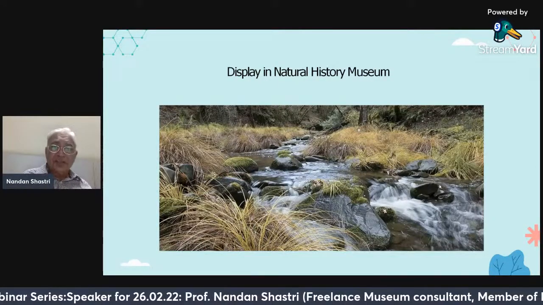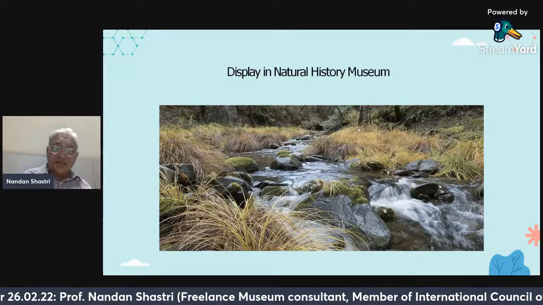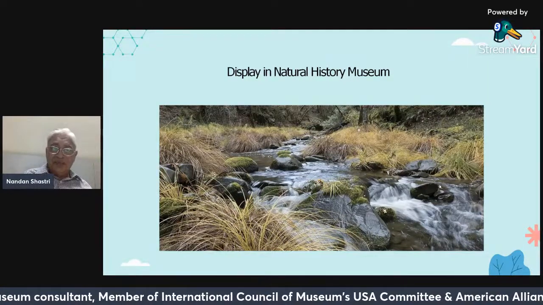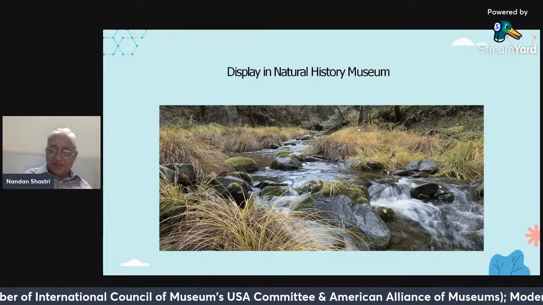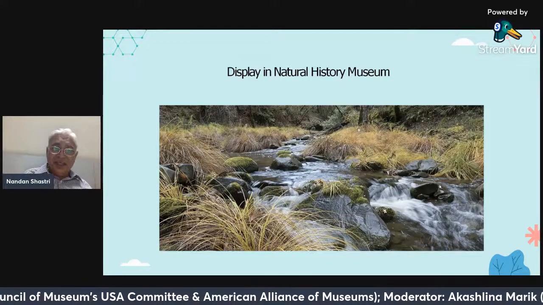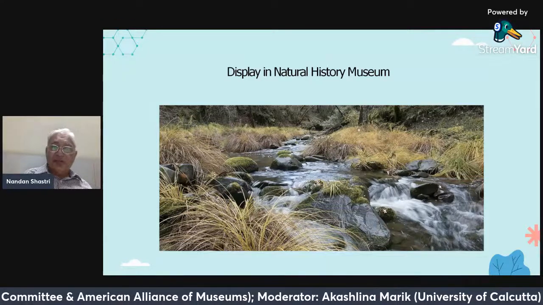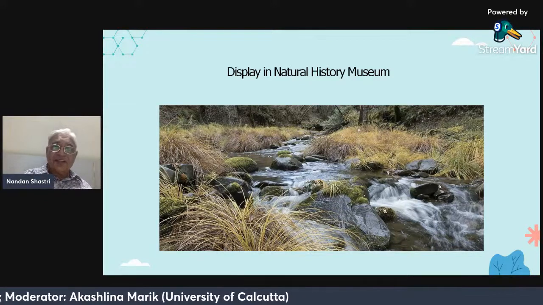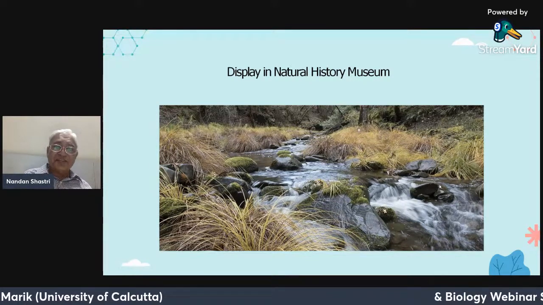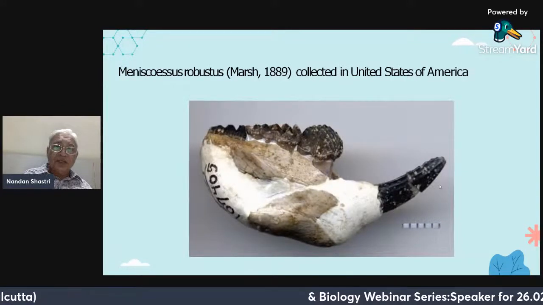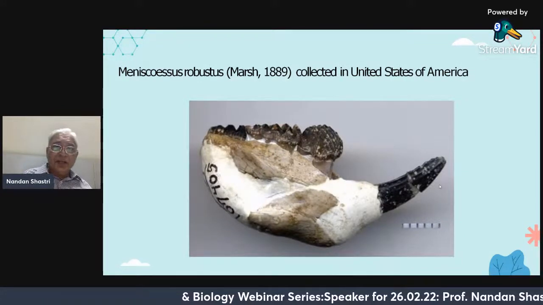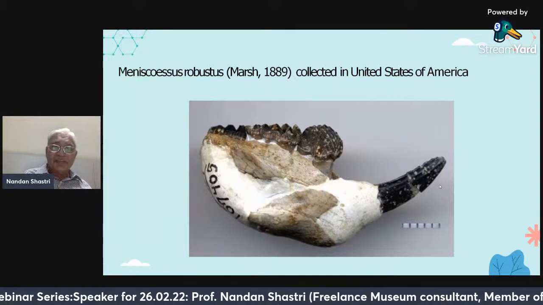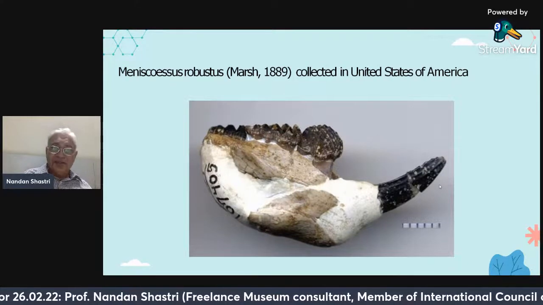Here you see display in Natural History Museum. This type of display technically is called diorama, where the foreground done by the artist is in such a way that although it is two-dimensional, to the visitor it gives illusion as if it is three-dimensional. Next slide, please. This is, I don't know the exact pronunciation, but this specimen is collected in USA. Next slide.